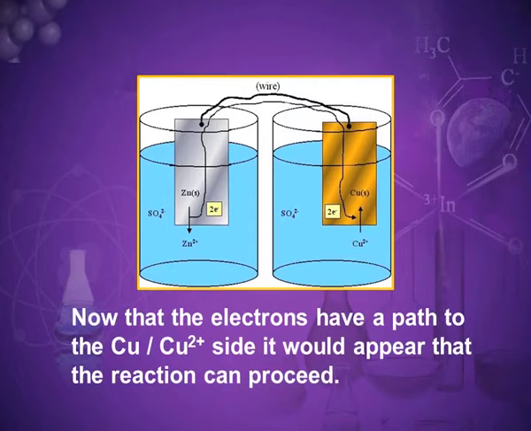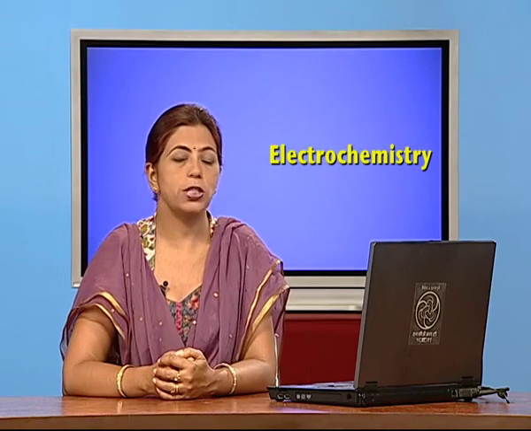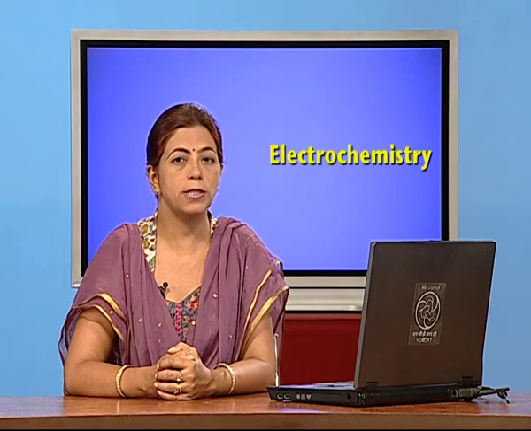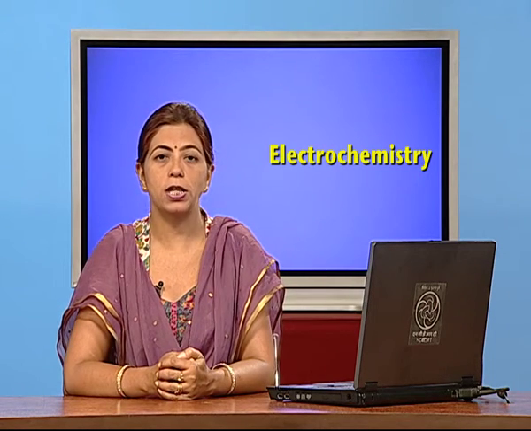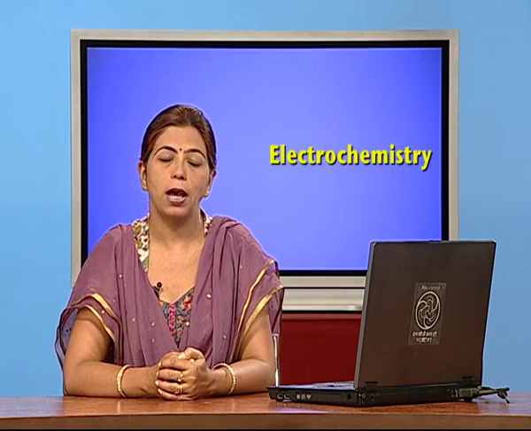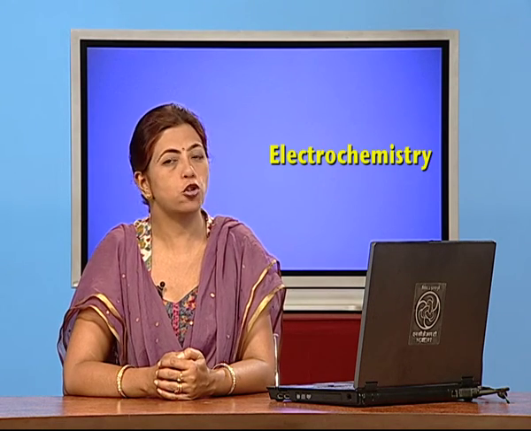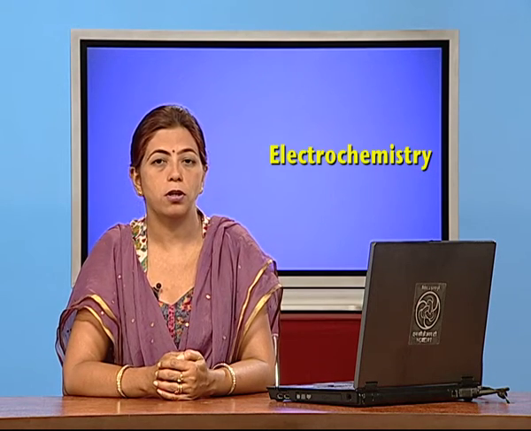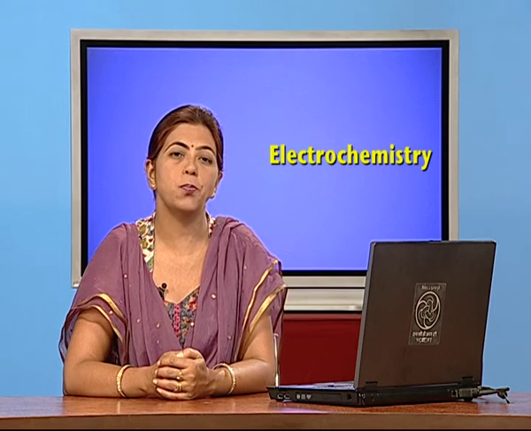We can say that the electrons have a path to the copper ion side. It would appear that the reaction can proceed, and we can see that the bulb will glow. Now let me clear you that the passage of the electrons from the zinc side to the copper side will take place for just a moment, and then the reaction will stop. Why this happens? Why the reaction stops? Why the glowing of the bulb stops?